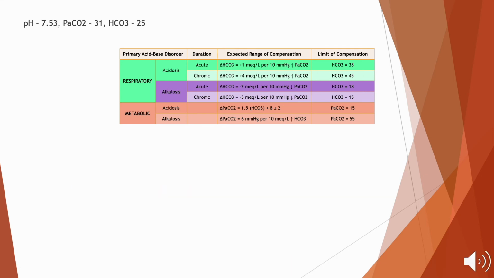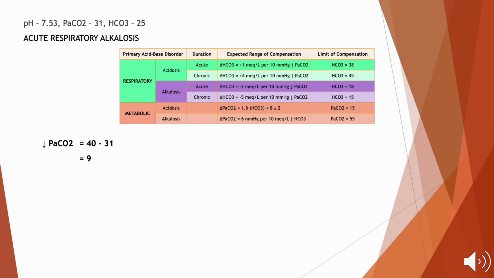For our next case, we have a pH of 7.53, partial pressure of carbon dioxide of 31, and a bicarbonate of 25. The pH is alkalotic, and the disturbance causing the alkalosis is the respiratory system. As you can see, the pH went up and the PaCO2 went down to 31. So this is respiratory alkalosis. But is it acute or chronic? The bicarbonate is within the normal range, and the pH is still outside the normal range. So we can say that this is probably an acute respiratory alkalosis.